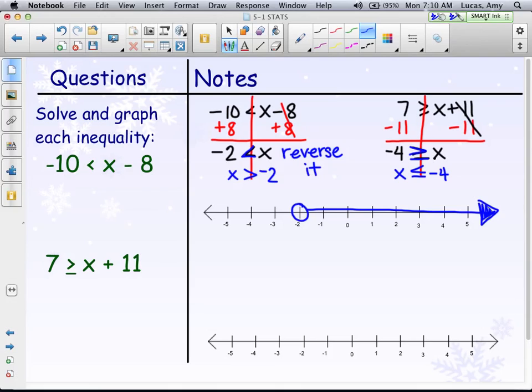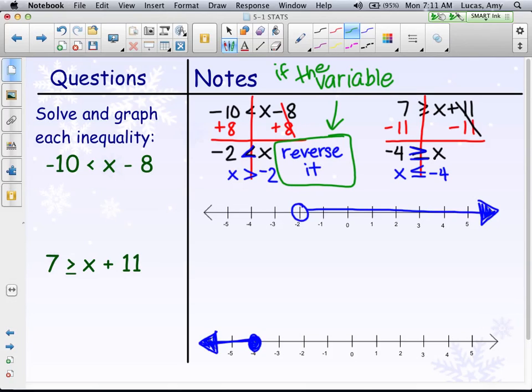So this graph is going to be less than or equal to, so a solid circle or a closed circle, and then less than is to the left. So my ray goes to the left. You only do this reversing step if the variable's on the wrong side, so if the variable is on the right instead of the left.